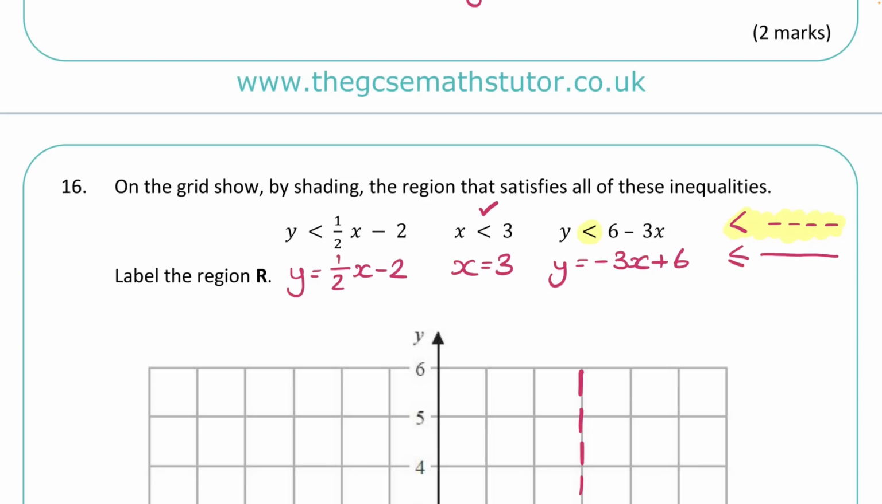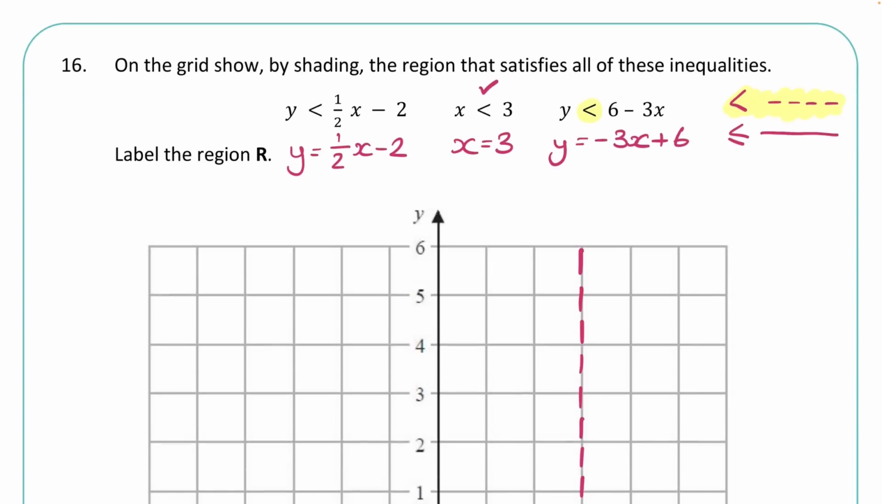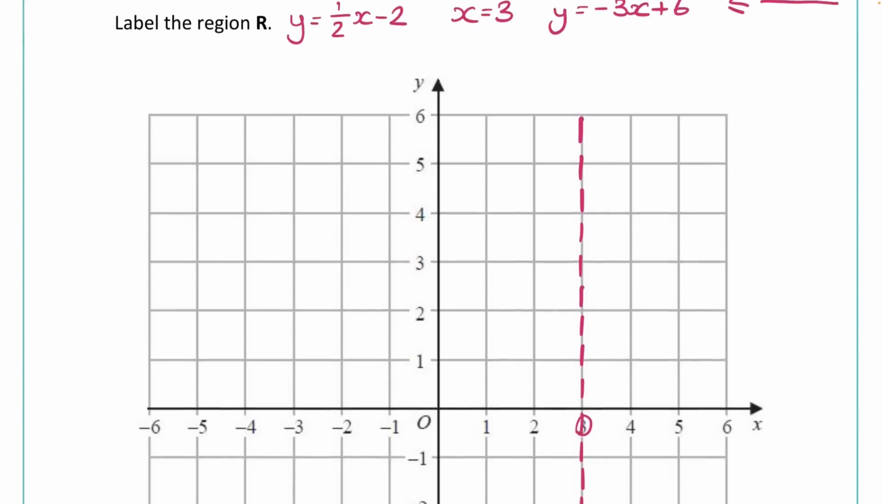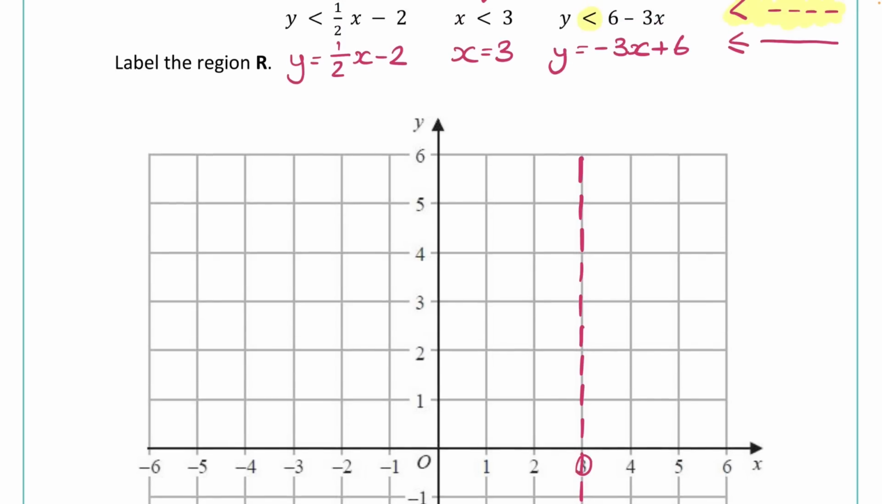The next one, we have half x minus 2. Now what you can do for these is you can draw yourself a little table of values. And you only need to use a few, because once you've plotted a few points, you can connect it all up with a ruler. So feel free to draw a table of values.